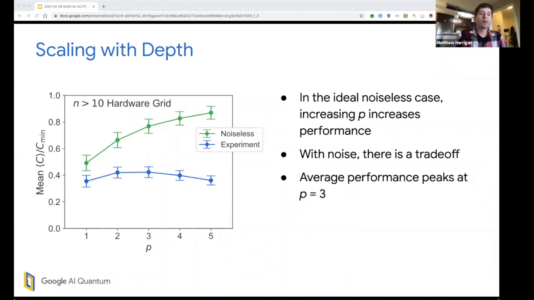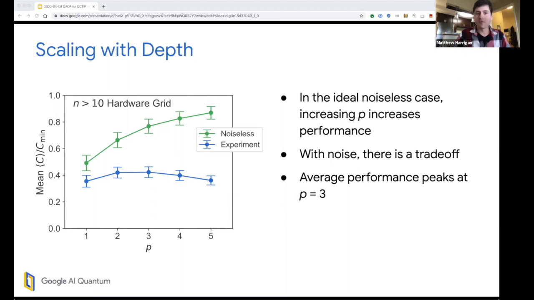We can also pivot what we're plotting and look at how things change versus this depth hyperparameter p. And without noise, higher p is always better. That's the green curve. It's monotonically increasing. But the presence of noise makes it a trade-off. So we show the average experimental quality versus p, where this mean peaks at p equals 3.